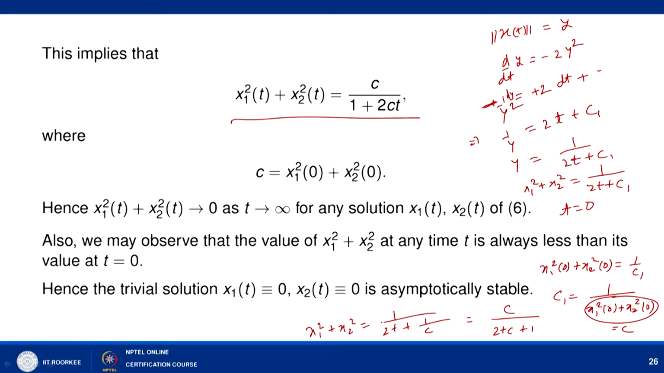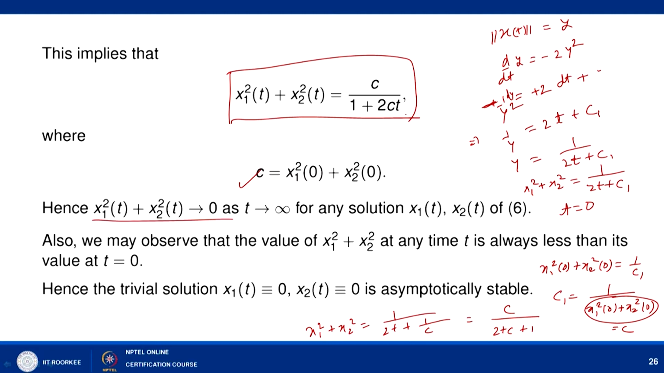So, if we use this, then we can have this result, that x1 square t plus x2 square t equal to c times 1 plus 2ct, where c is given as x1 square 0 plus x2 square 0 here. So, what we have done here, we have found the expression for norm of xt whole square. So, we know that if xt is stable, then norm of xt will also be stable, or xt is tending to 0, then norm of xt will also be tending to 0.